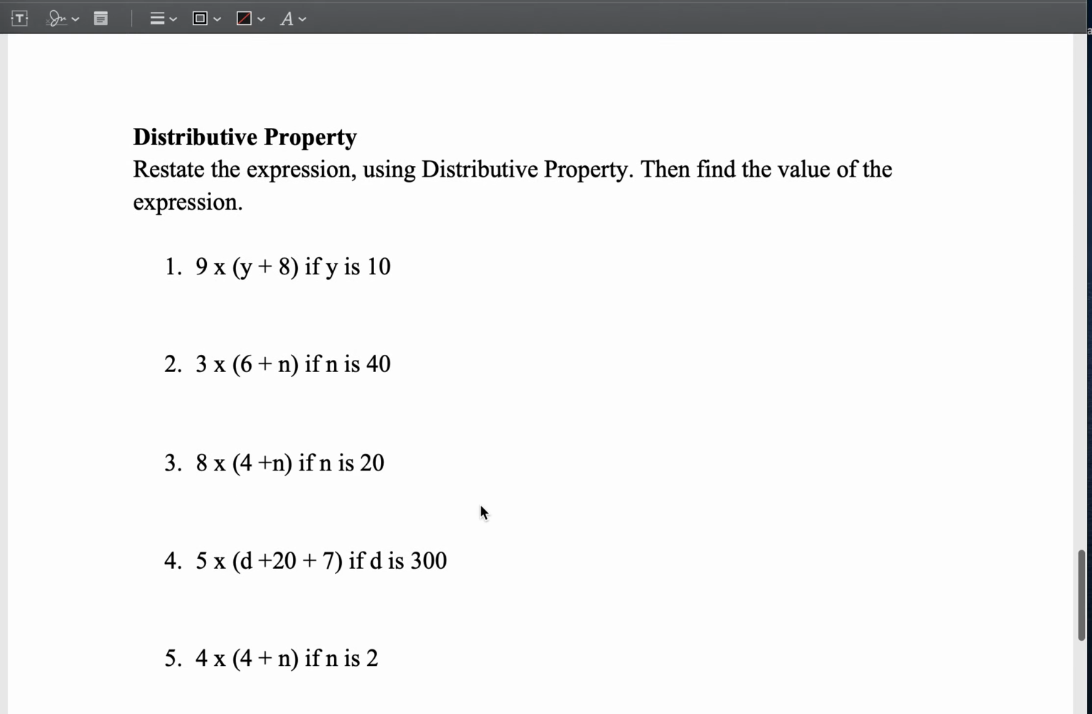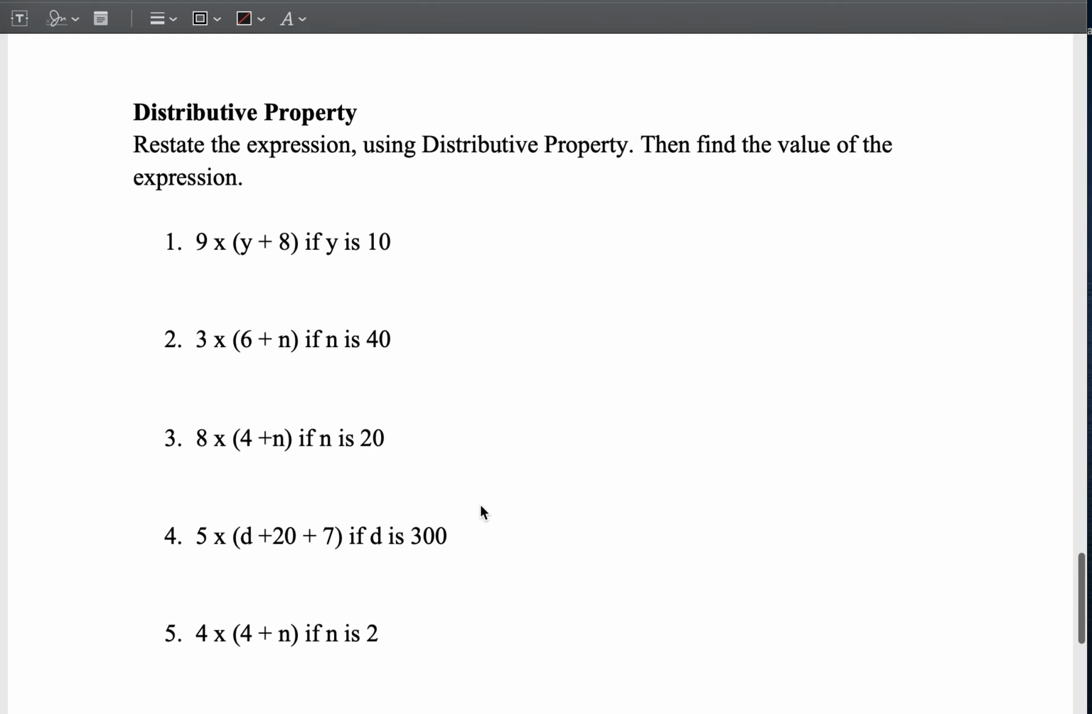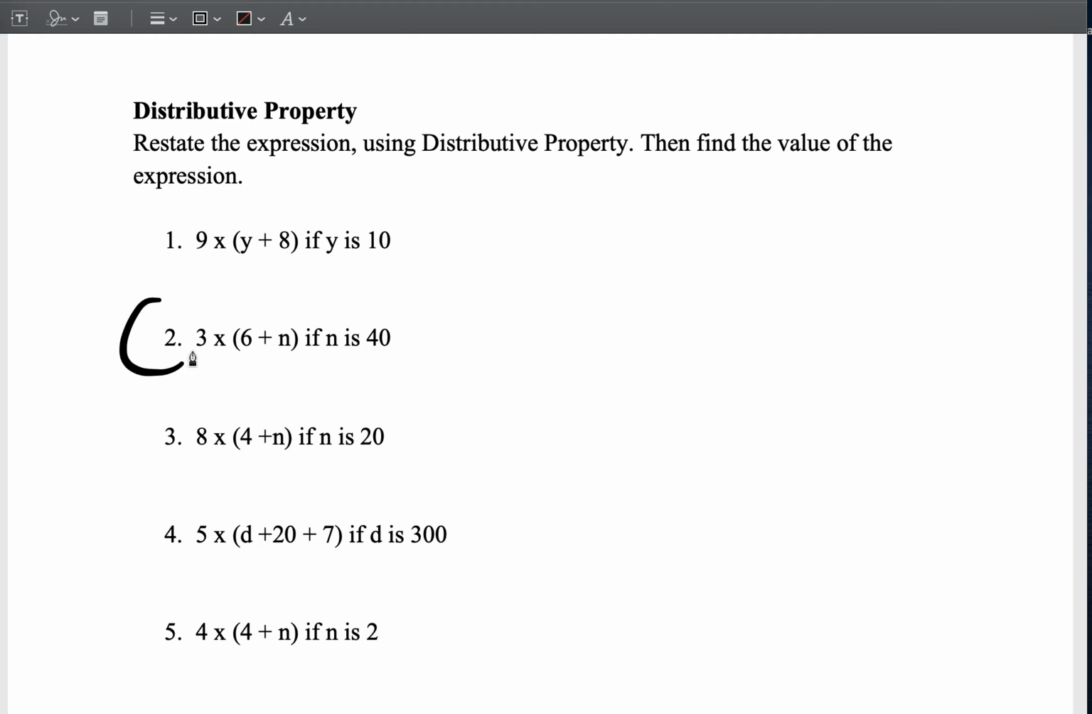Let's go to the distributive property. Restate the expression using distributive property. Then find the value of the expression. So let's try number 2. Now the distributive property goes from here to here. So the multiplication would be 18 plus 3n. Because 6 times 3 and 3 times n. And if n is 40.